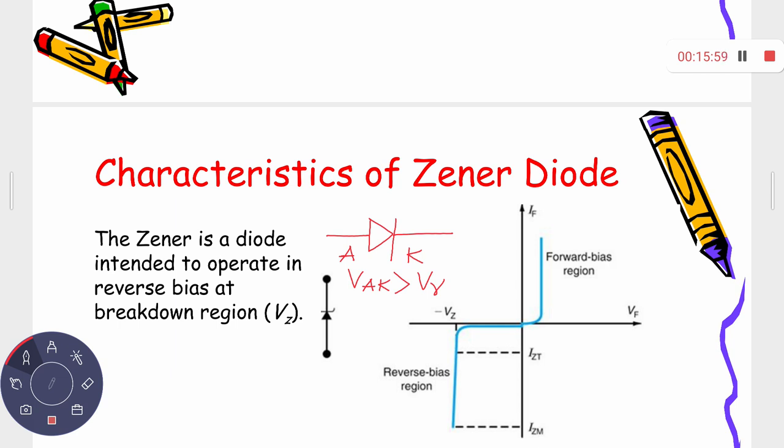Now, for the ideal diode, your V gamma is equal to 0. For a practical diode, if I assume the constant voltage model, this V gamma is constant. That means there is no resistance associated with it. Otherwise, whenever this diode is on, it can be observed as this: you have a battery plus some RD, something like that. Now that is a generic model. For an ideal diode, RD is equal to 0 and V gamma is equal to 0. If I assume the constant voltage model, then V gamma is non-zero, but RD is equal to 0.